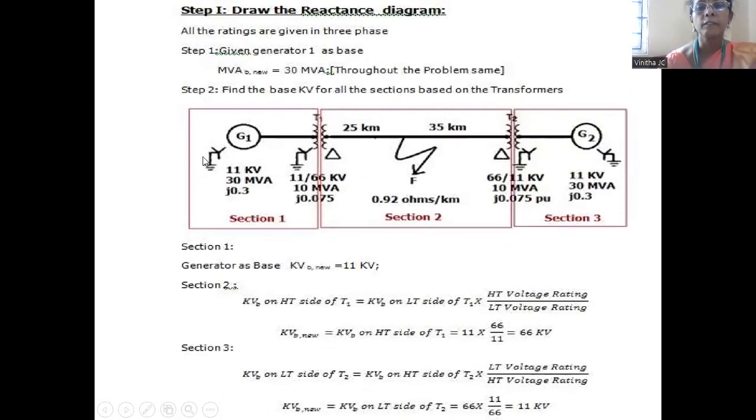And similarly, we have to divide this problem into various sections depending upon the connection of the transformer. Here two transformers are there, so we can divide this into three sections: from generator G1 till transformer T1 is one section, from the transformer T1 secondary to the transformer T2 primary is the second section, and from transformer T2 secondary to the generator is the third section. For this, first we have to calculate the new kVB for each and every section.